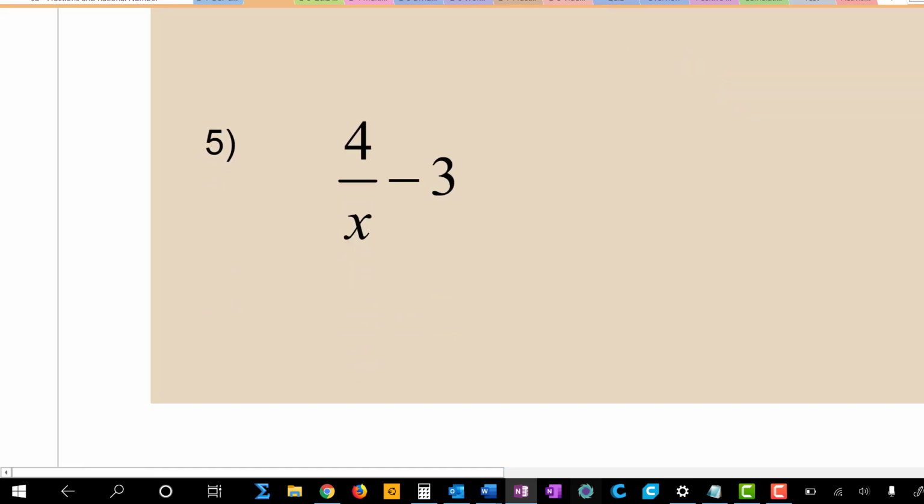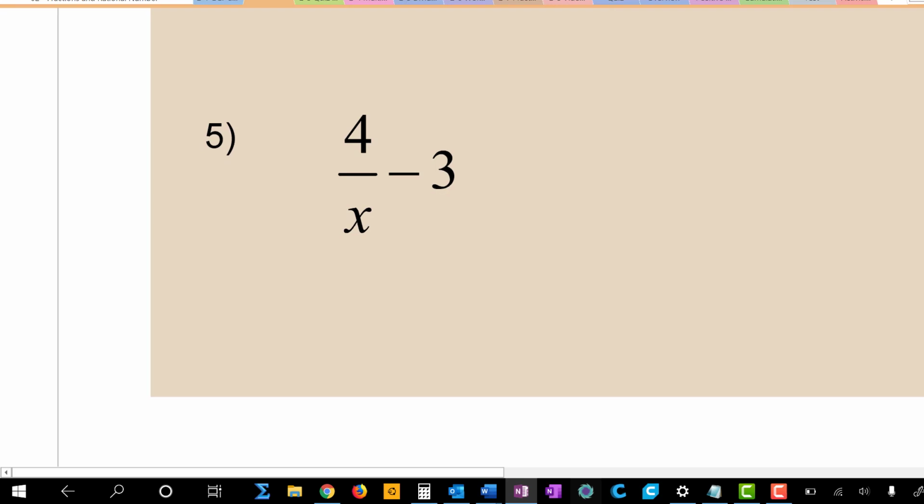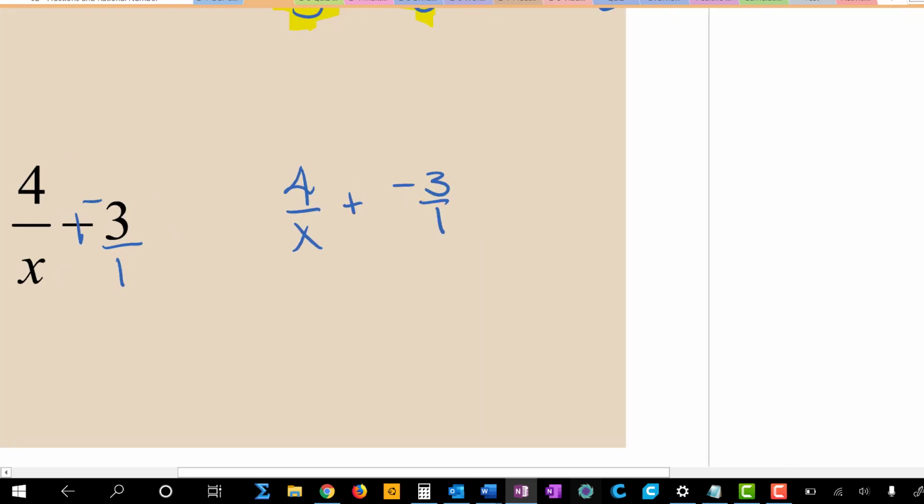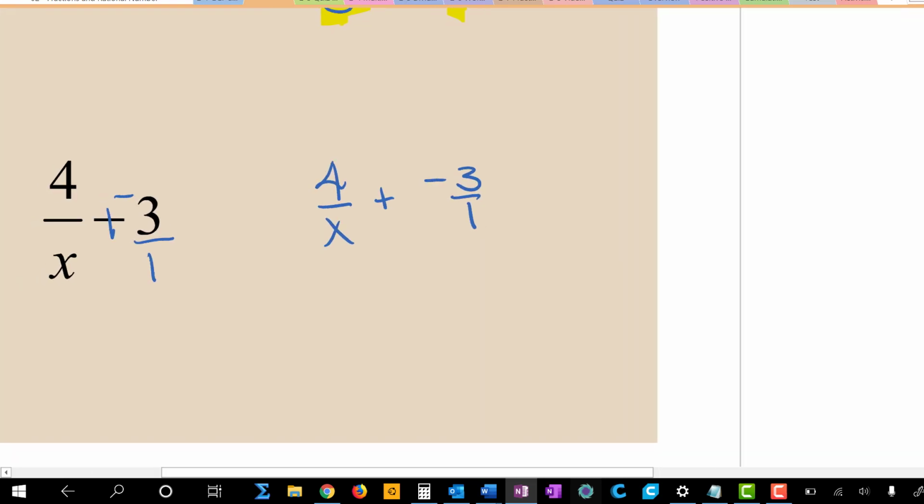Let's move on. So here we have 4 over x, plus negative 3. Okay, so that negative 3 can be written over the number 1 since it's a whole number or an integer. Any integer can be written over 1. So we have 4 over x plus negative 3 over 1. So getting a common denominator, what do you think between 1 and x? Which one do you think we'd use?